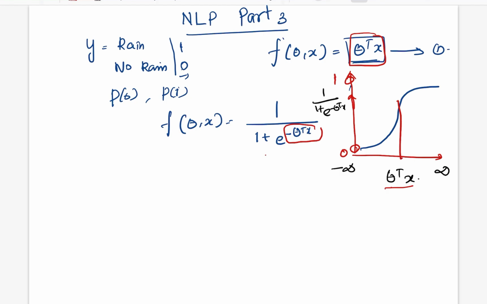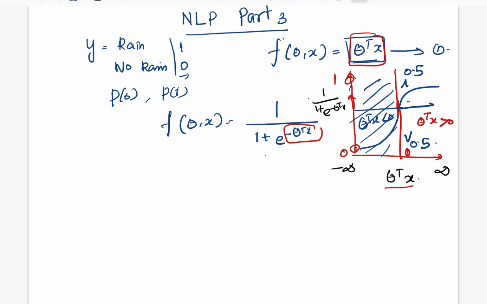Let us assume that this is the central line where the value is 0. On this side, theta t x is greater than 0, and on this side, theta t x is less than 0. Whenever theta t x is greater than 0, the function has a value greater than 0.5. This portion is greater than 0.5 and this portion is less than 0.5.